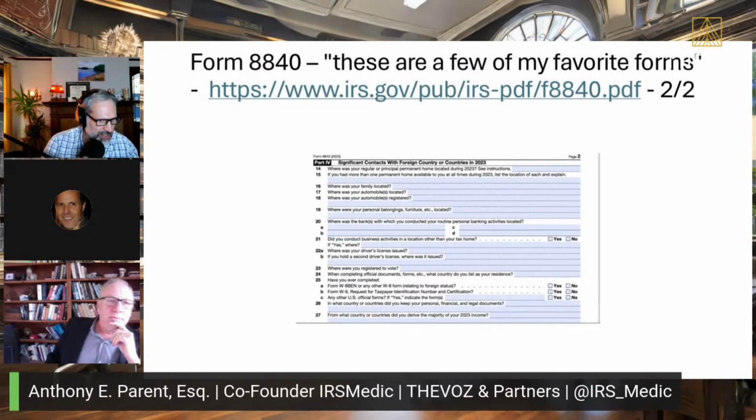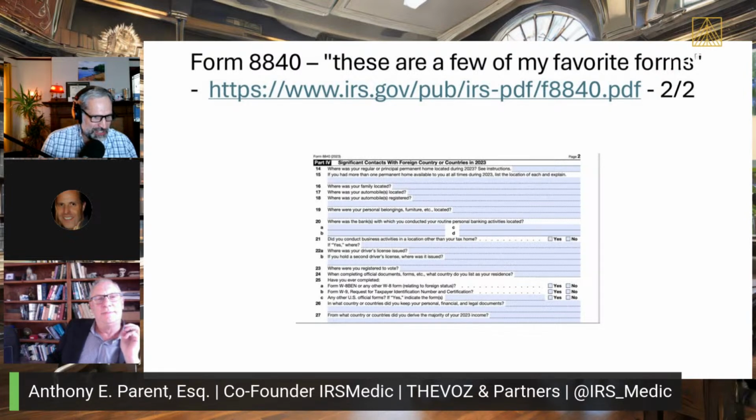Let me go over some here. Where was your family located? Well, what's the definition of a family? Where was your automobile located? Where was your automobile registered? Where are your personal belongings, furniture, etc. located? Where was the bank in which you conducted your routine personal banking activities located?